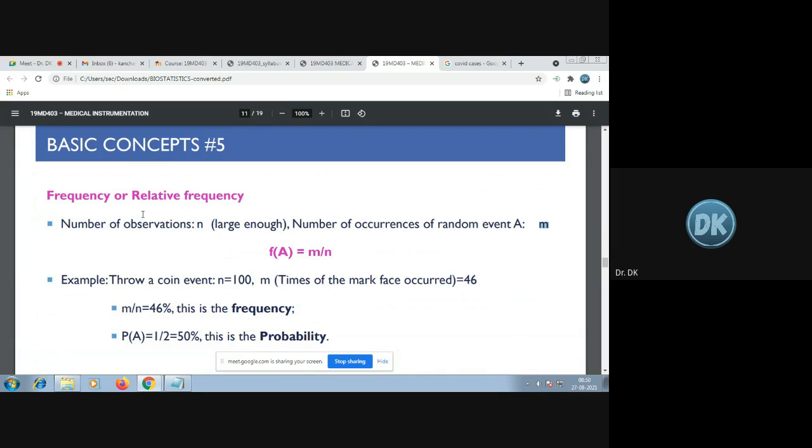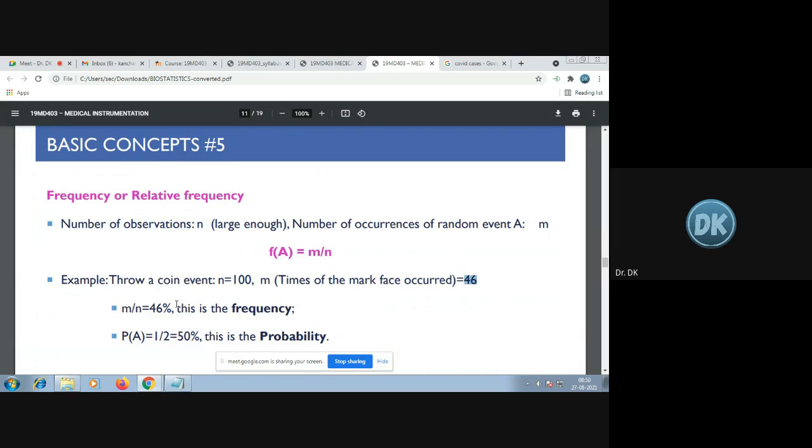So if you're going to relate these two things using this formula, then the frequency of a random event A is equal to m divided by n. m is the number of occurrences and n is the number of observations. For example, if you throw a coin 100 times, then m is the number of times a face has occurred. So the heads and tails, right? The number of times heads occurred is 46.